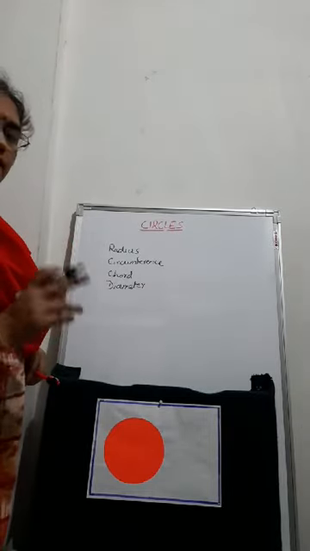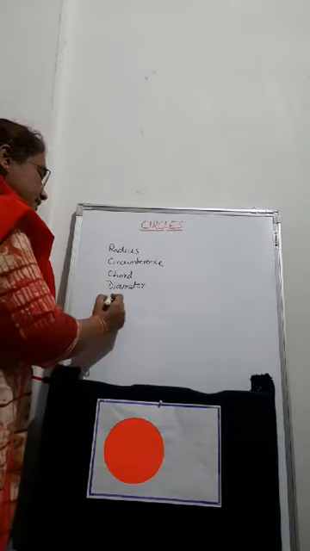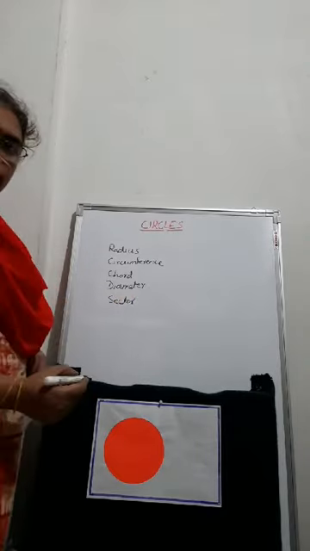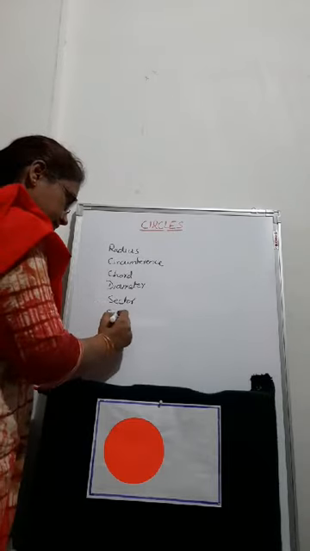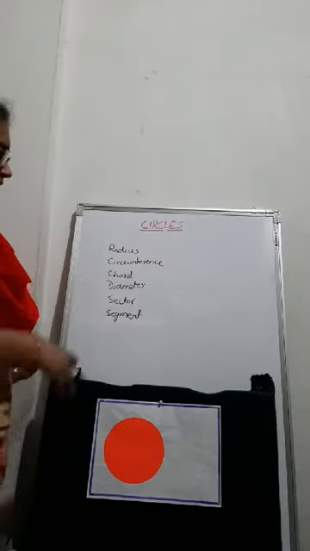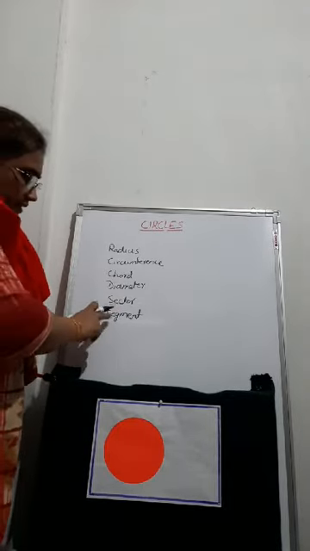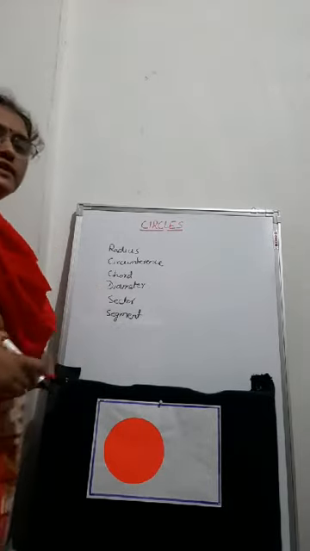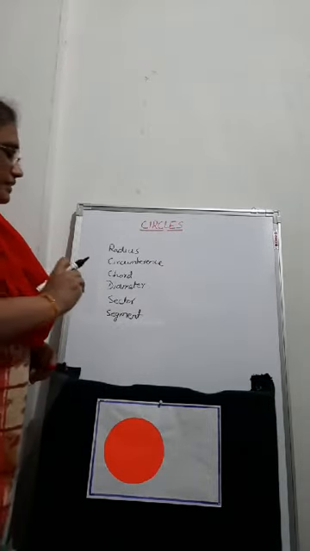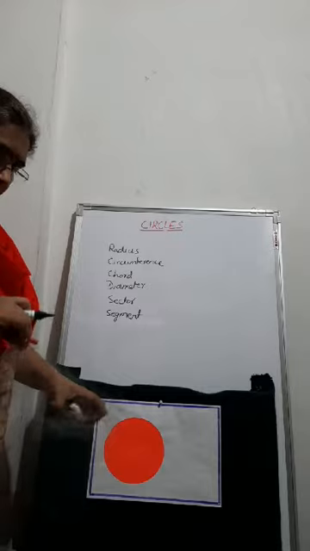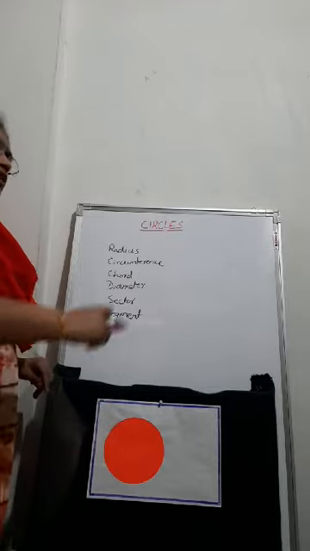In the 9th standard, you all know this. Next is sector, segment, minor segment and major segment, minor sector, major sector. These are all you know in the 9th standard only. These are the basic words or basic terms we use in the chapter circles. Okay. Now move on to the further.